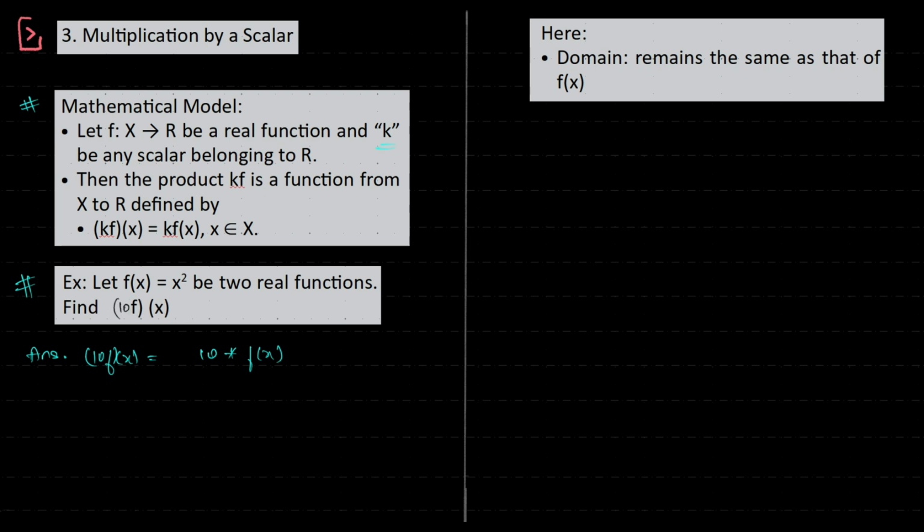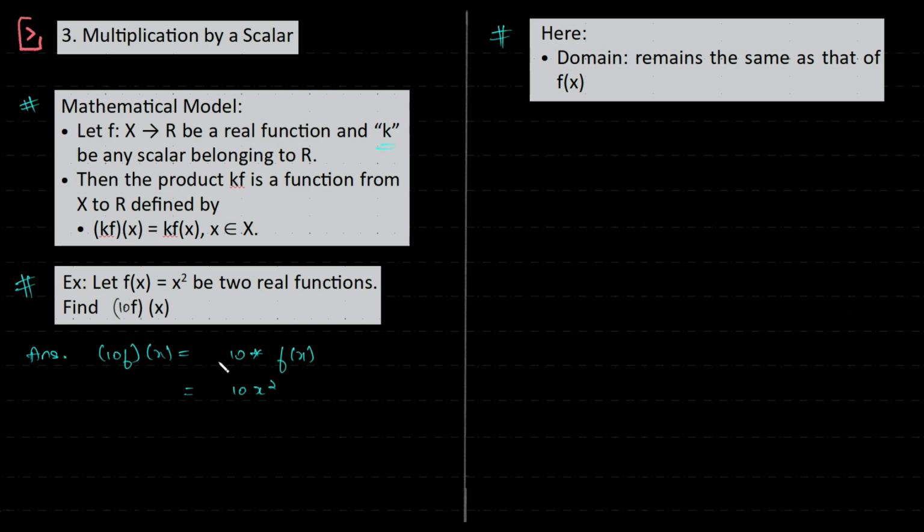Okay guys, that's better. Let me explain this again. All we are trying to do is just see this actually. We're trying to show this 10f(x) is nothing but 10 times f(x). That's what it means. That is 10x square. Right? That's it. Nothing else. So here the domain remains the same. I hope it made sense.